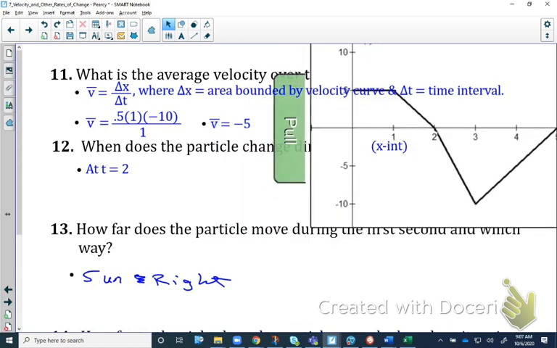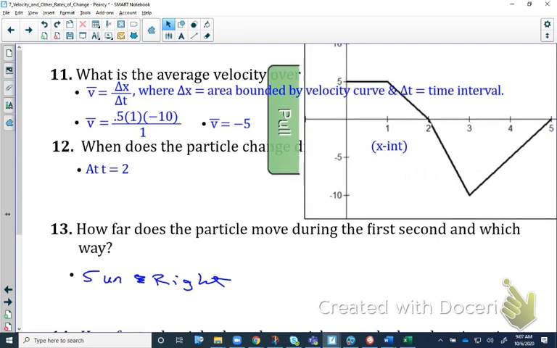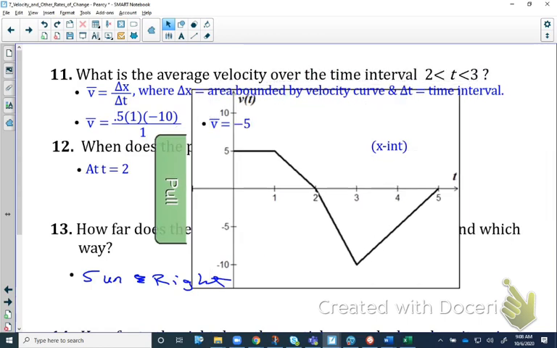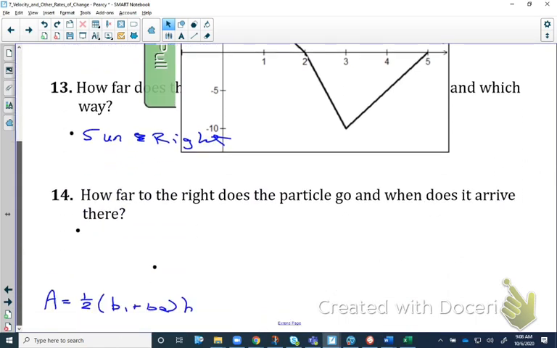How far does the particle move during the first second, and in which way? Here I didn't have it typed up, and apparently I had it saved, written out here. It's going to be moving 5 units to the right. So between the first second, that's that constant segment. Velocity is positive, so we're moving 5 units to the right, and that's because the value of the velocity is positive at that point.